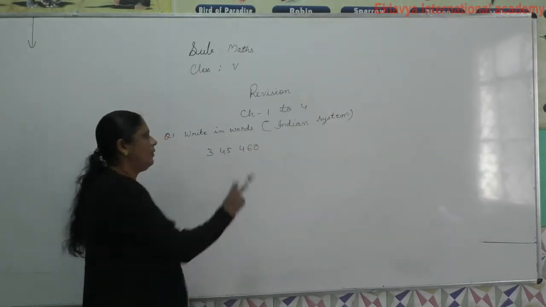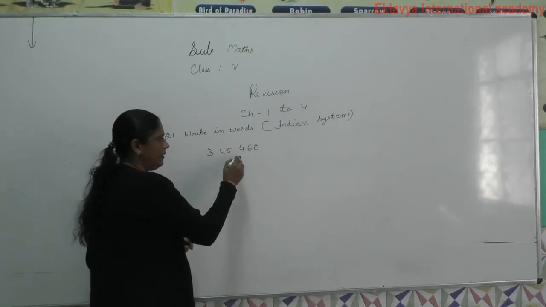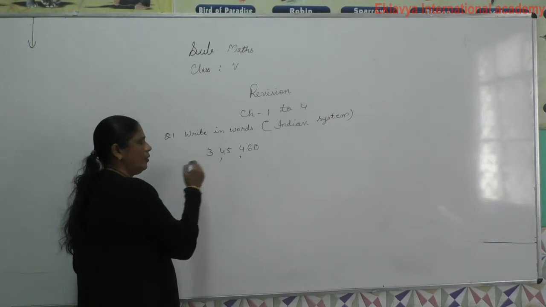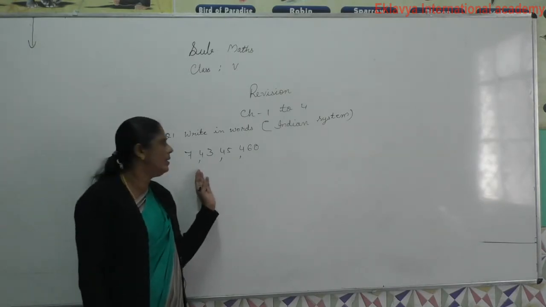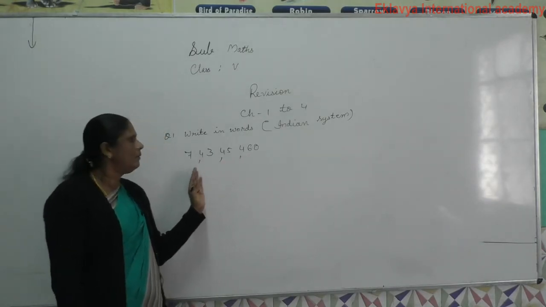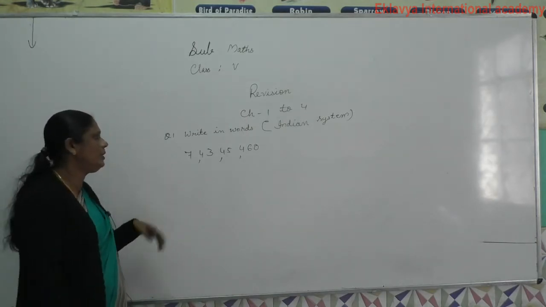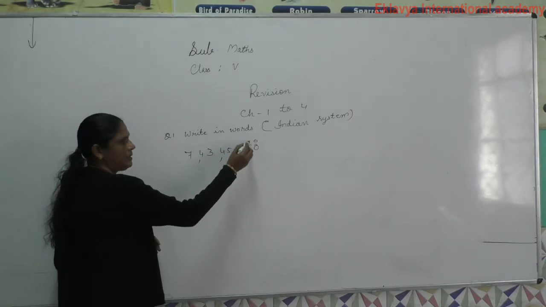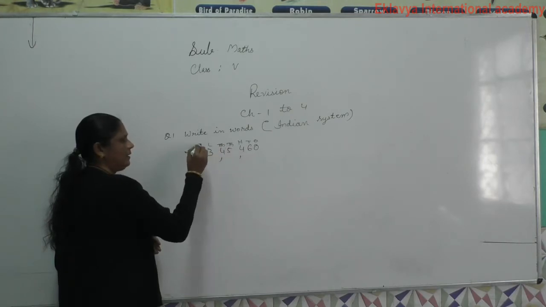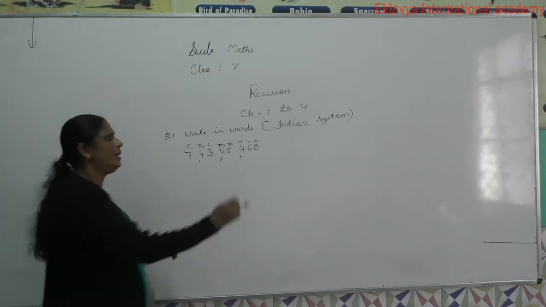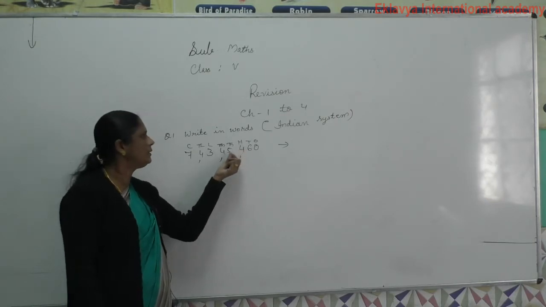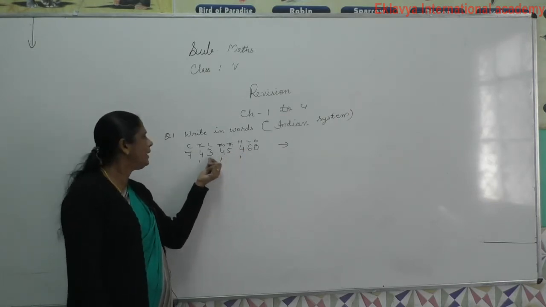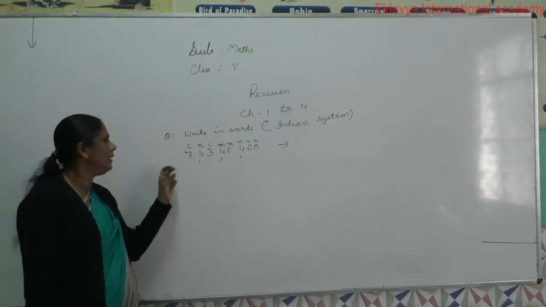First you read the ones, tens, hundred, then comma, thousand, 10,000, comma, lakh, 10 lakh, comma, then crore. This is the place value of these numbers. Now, how to read the number? Listen. Ones, tens, hundred, thousand, 10,000, lakh, 10 lakh, then crore. Now we read. First you read ones, tens, hundred together, then thousand and 10,000 together, lakh and 10 lakh together, then crore.